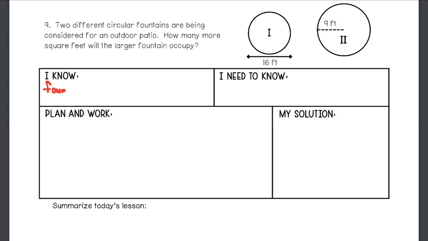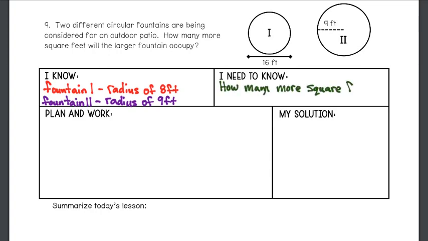So to start out, fountain 1, if I look at that, 16 feet, that means that the radius is 8 feet. And maybe some of you are wondering why I chose radius instead of diameter, but it wants to know the square feet. That's area. So I don't want diameter, I need radius. So I do fountain 2, and that one has a radius of 9 feet. So what I need to know, like I've stated, is how many more square feet will the larger fountain be or cover.